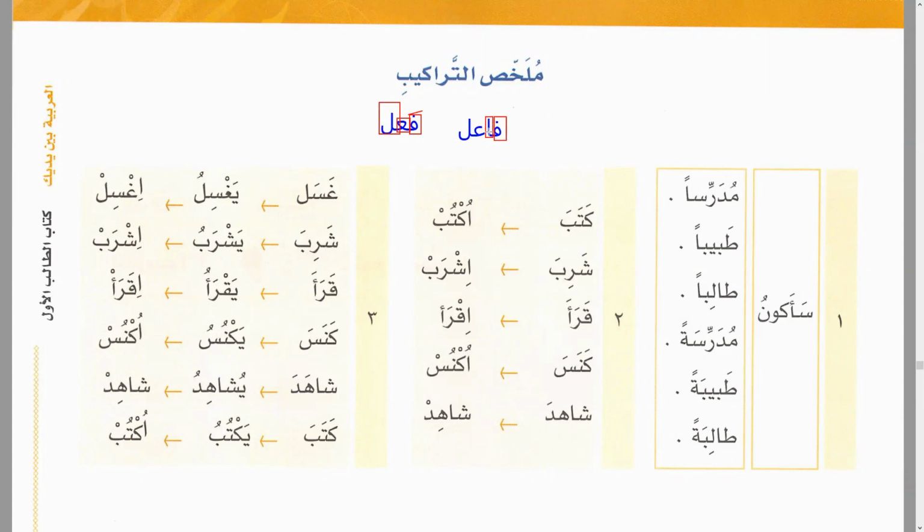Fa'ala, alif, right? 4 rooms here, 4 root words? No. The root words are 3, but this alif is the extension, right? This alif is not a root letter. The root word will always be this basic.